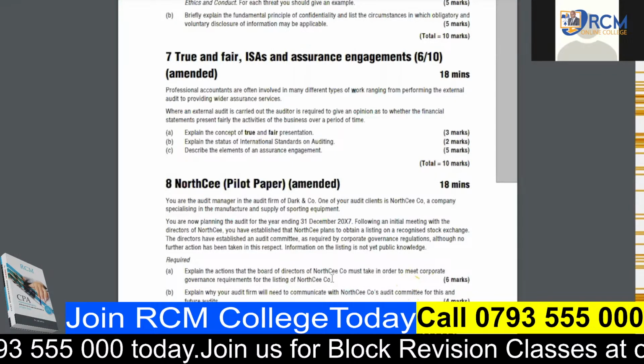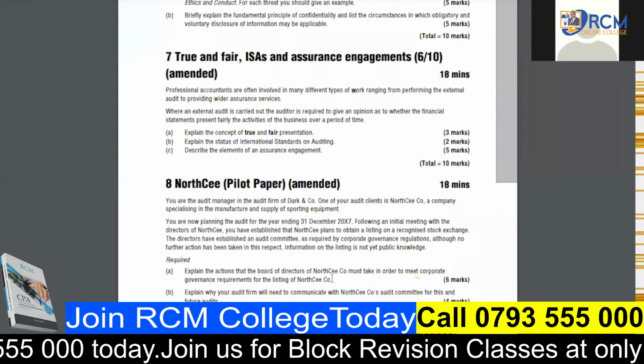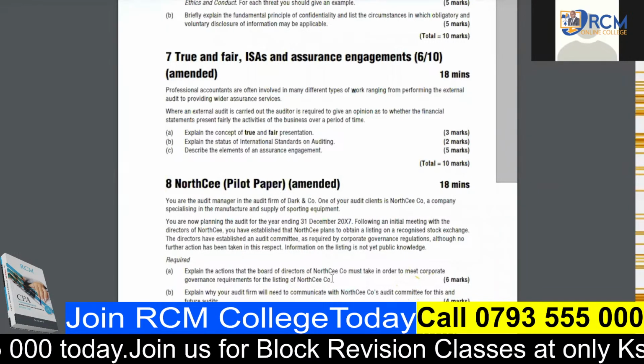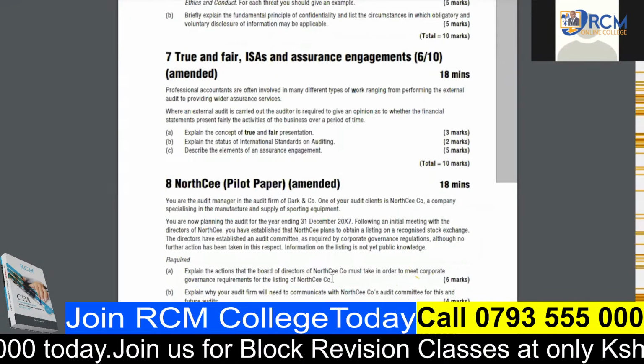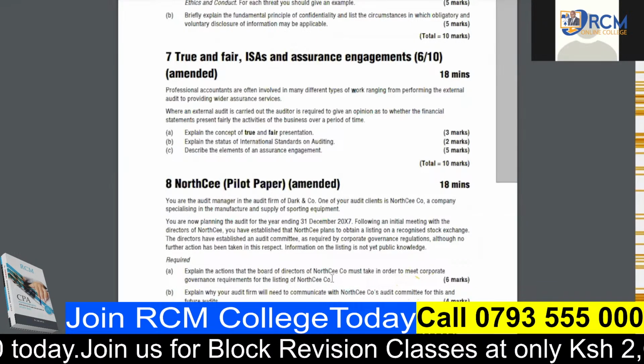There is the concept of what here? The concept of the board being balanced. Is it the board being balanced between women and men? No, it's balanced between executive directors and non-executive directors.